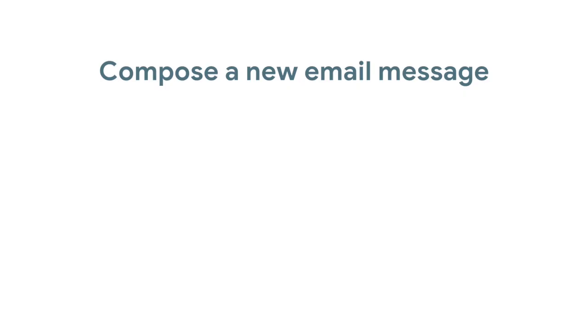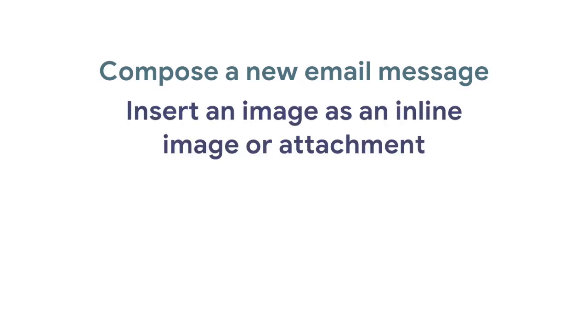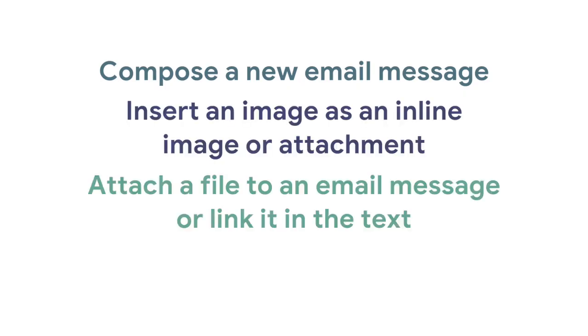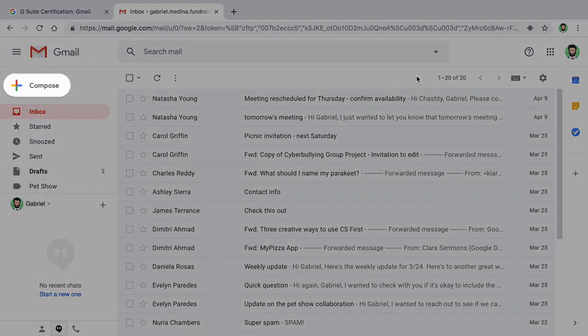In this video, you will use Gmail to write and send an email message. You will compose a new email message, insert an image as an inline image or attachment, attach a file to an email message, or link it in the text and send the message. To start, create a new message.